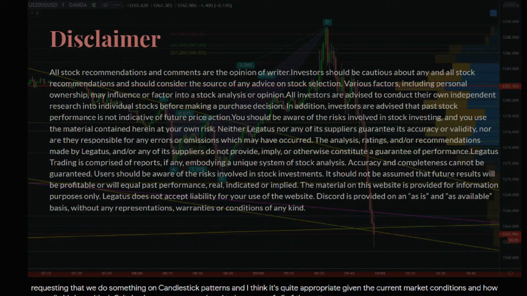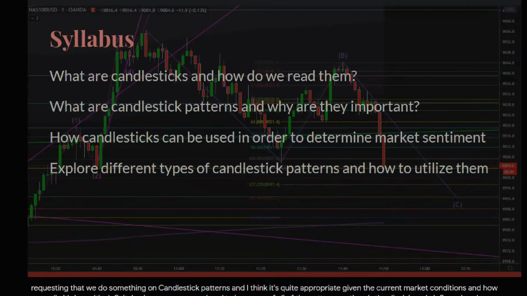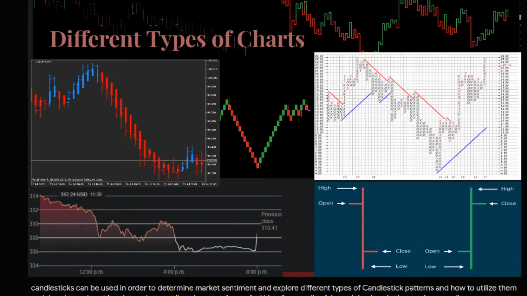So there's the disclaimer briefly, and yeah, our syllabus today is: what are candlesticks and how do we read them? What are candlestick patterns and why are they important? How candlesticks can be used to determine market sentiment, and explore different types of candlestick patterns and how to utilize them. And there's another thing we're going to go into called blending candlesticks, and that is quite interesting as well.